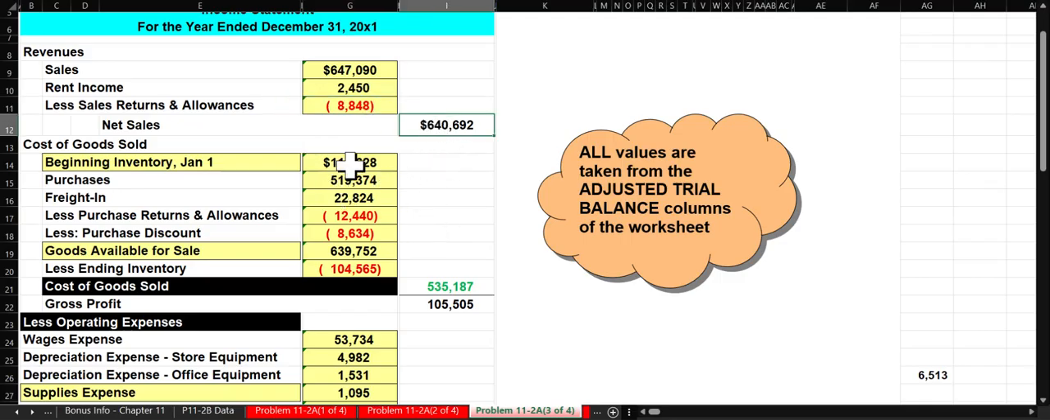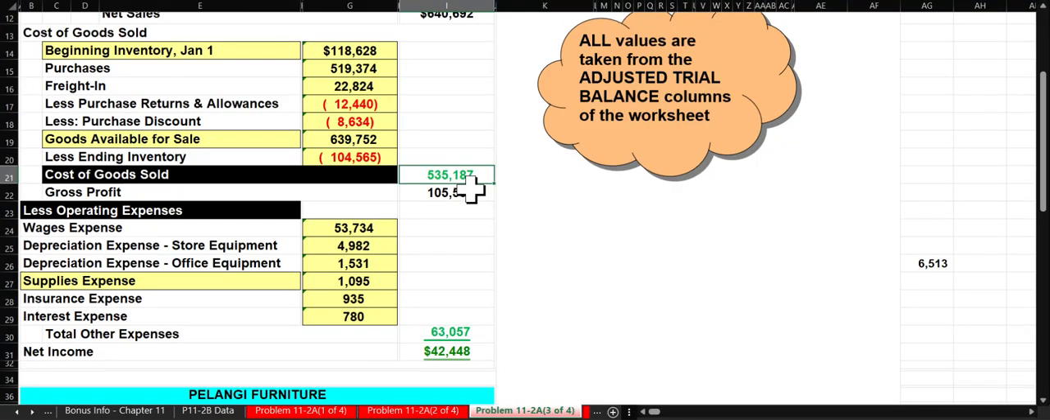Then to calculate the cost of goods sold, we take the beginning inventory, we add the purchases, we add the freight, we subtract the purchase returns, we subtract the purchase discounts. Again, notice that these numbers that are being subtracted are shown as negative. So this is my goods available for sale. And then we subtract the ending inventory, and that gives us our cost of goods sold. That number is subtracted from the net sales to give us our gross profit.